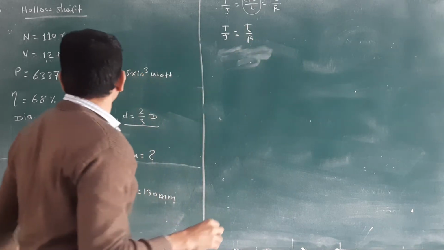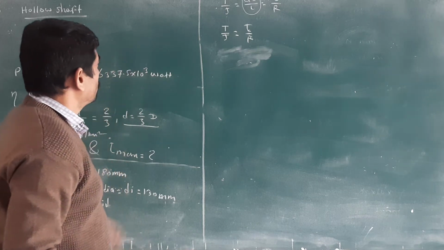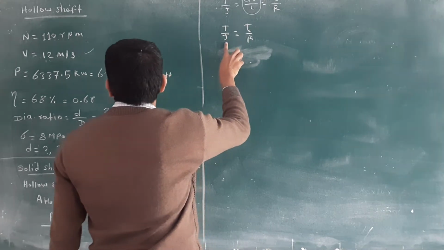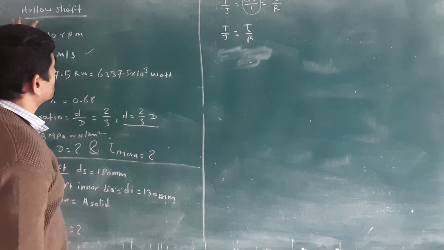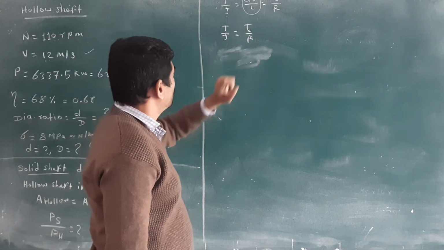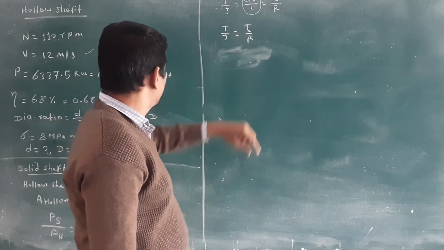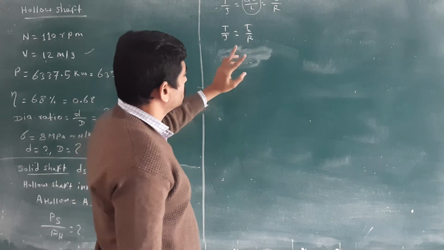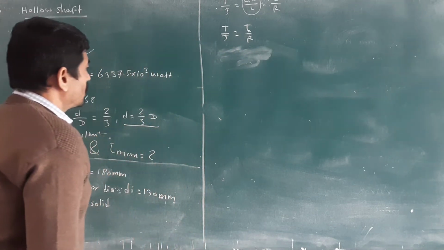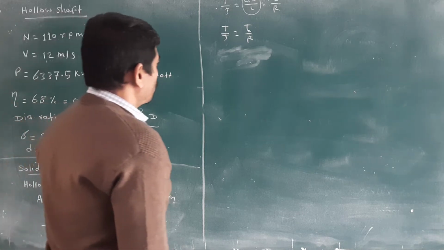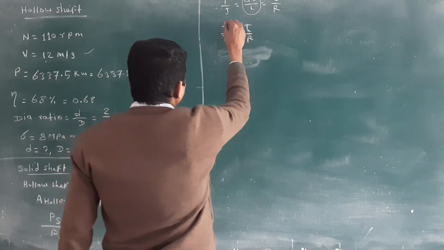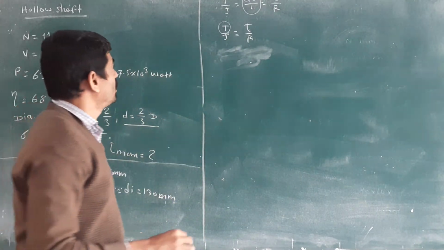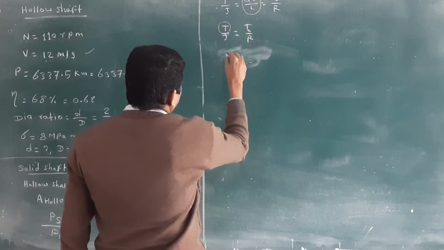Which value don't we know? T is not given, so we want to calculate the torque. After that, we want to calculate J, the polar moment of inertia for the hollow shaft, then tau, then R. R means D by 2, with the help of which we can calculate. But how do we calculate this torque first? We are going in the reverse direction, right? How to calculate the torque?